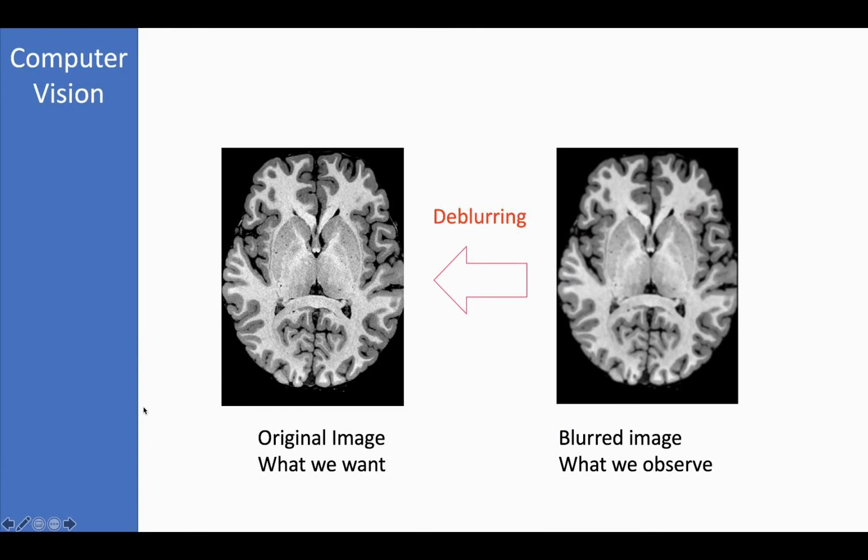Next image enhancement task we want to look at is deblurring. We have an original image that has sharp contrast, and the image has been blurred somehow with some point spread function, and we cannot actually see the sharp contrast anymore.